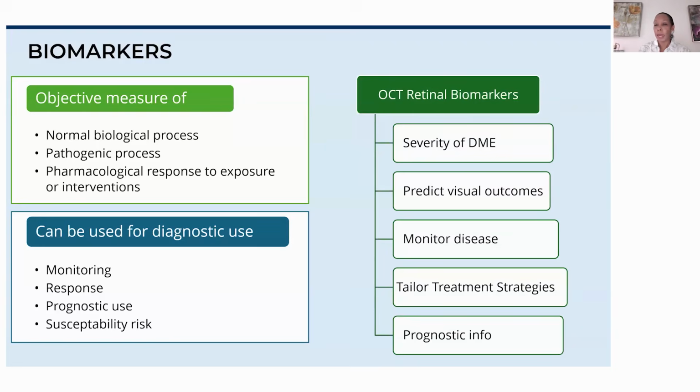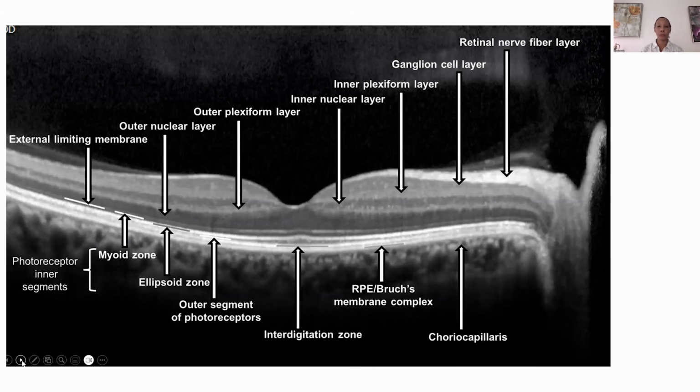The OCT biomarkers actually tell us about the severity of diabetic macular edema. It can help to predict visual outcomes depending on what we see within the actual retina itself, and it's helpful for monitoring retinal disease. We also use these OCT retinal biomarkers to tailor treatment strategies, and it can be used as prognostic information. So it's very useful to have biomarkers and to know what they are and how they can be used.